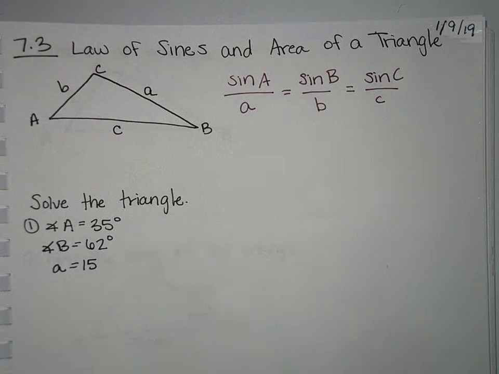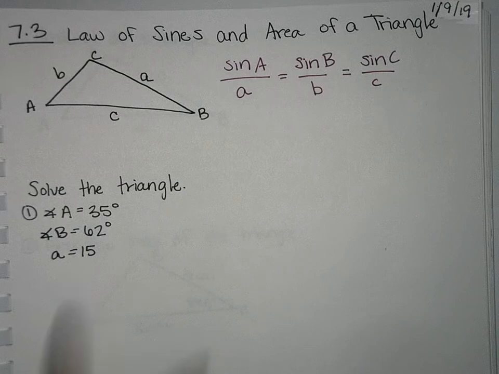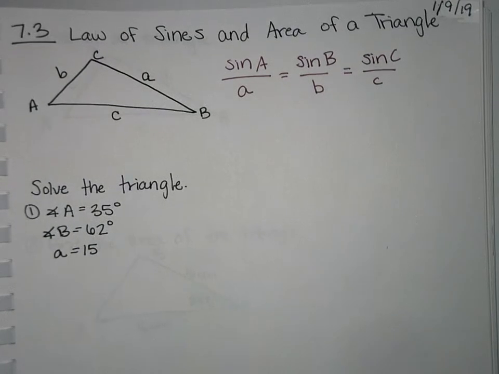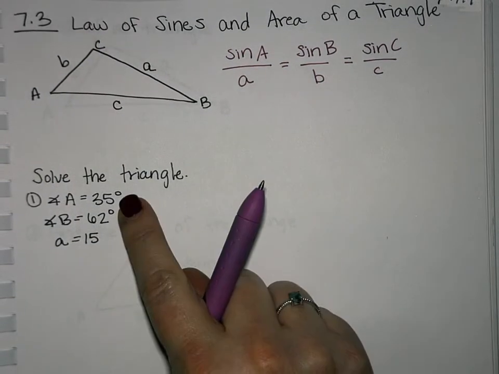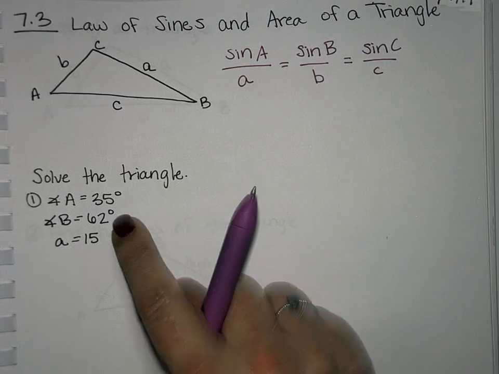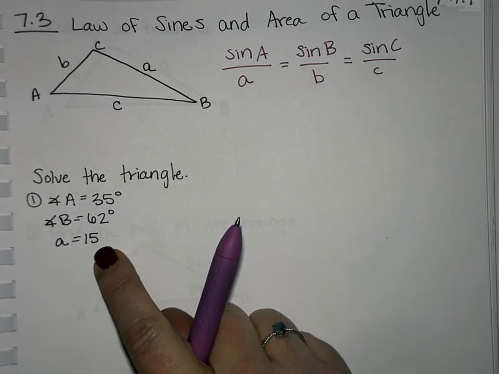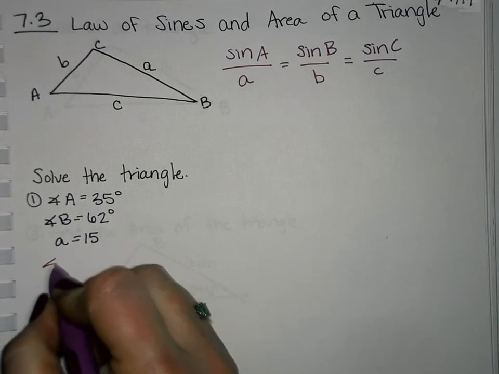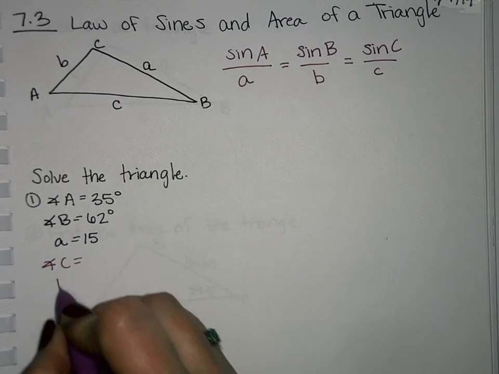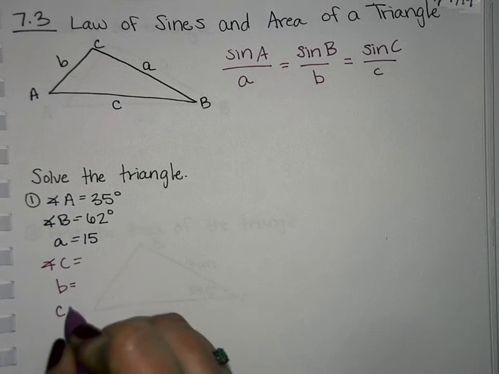And so what we're going to do is still solve the triangle. We're still finding all of the other pieces, but we don't know that we have a right triangle. So we'll have to use our law of sines to help us figure out the angles and sides. Okay? So if we're given this information on our first one, angle A is 35, angle B is 62, and side A is 15. We need to find angle C, side B, and side C.